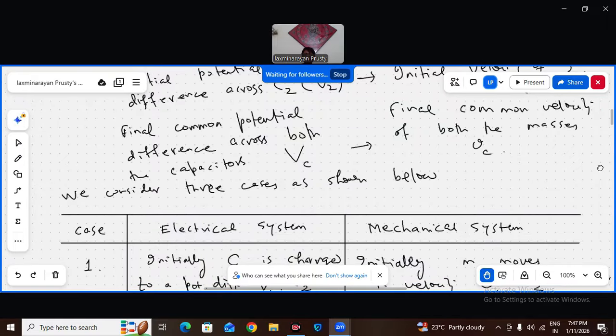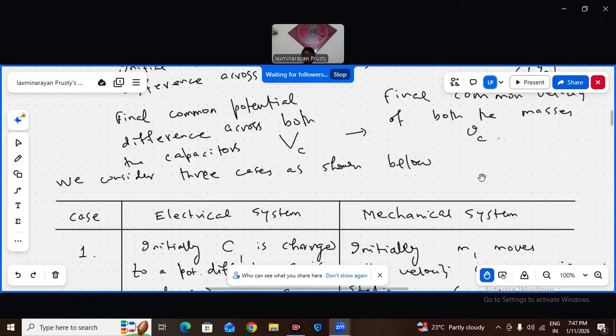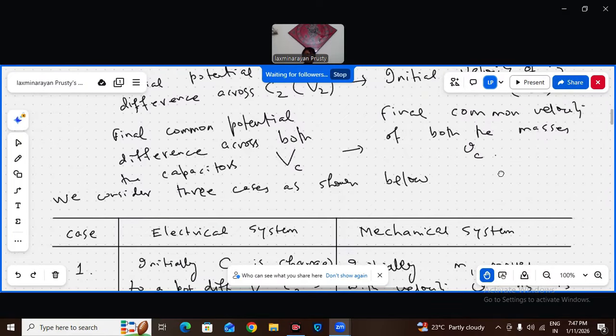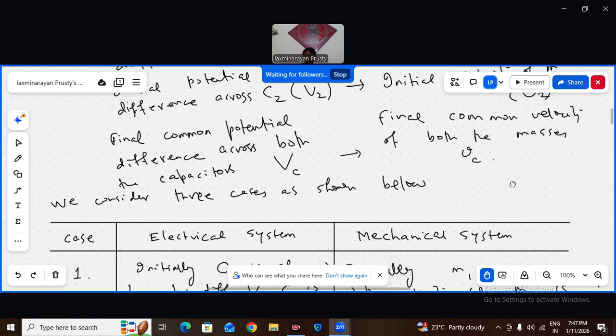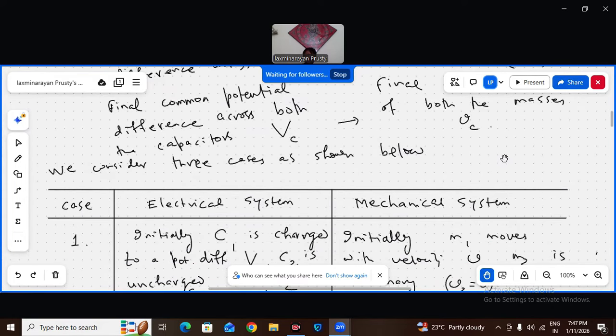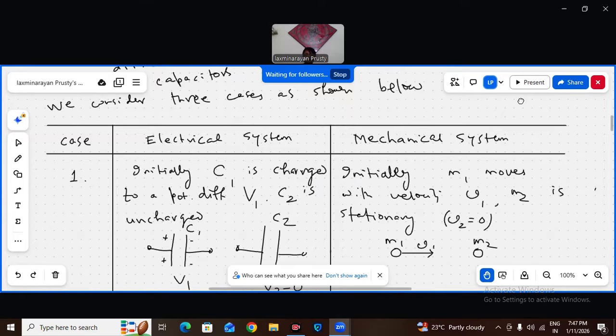Okay. Now consider three cases. What are the three cases? Based on the second capacitor. Second capacitor may be uncharged or may be charged. If it is charged, the connection between plus to plus plate or plus to minus plate. Let us see this one after other.